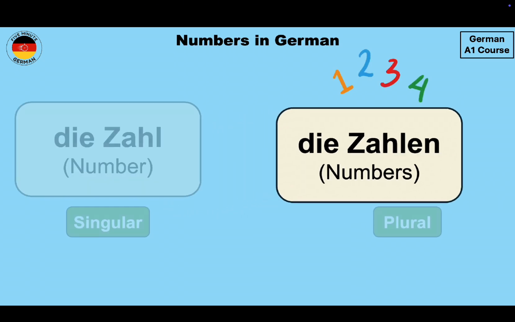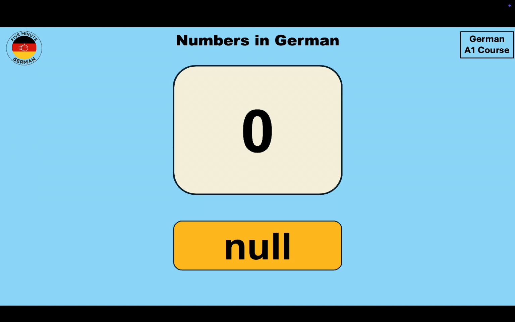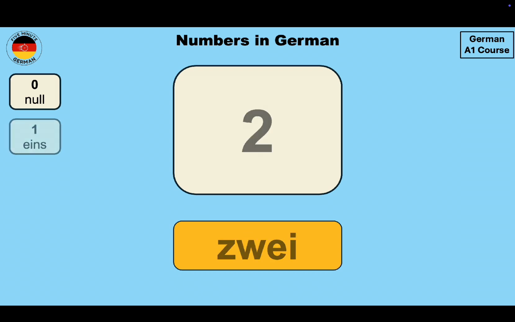Numbers in German are called die Zahlen. This is the plural. And the singular is die Zahl, which is number. So the first number is 0. Then we have 1, 2.